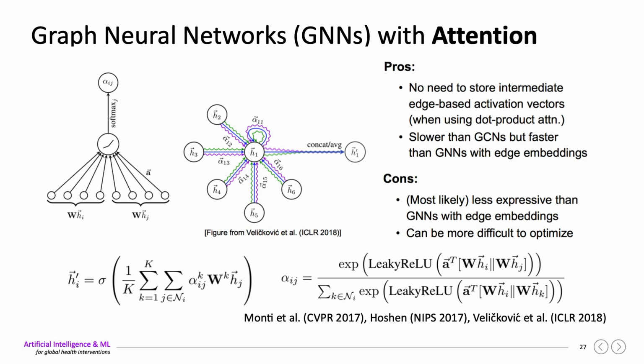The pros are that there is no need to store intermediate edge-based activation vectors when using dot product attention, and that GAT is slower than GCNs, but faster than GNNs with full edge embeddings. The cons are that it is most likely less expressive than GNNs with explicit edge embeddings, and it can be more difficult to optimize. The big picture is that attention gives the model a learnable, data-dependent way to decide which neighbors matter most. The same intuition we saw in transformers, now applied to graph structure.